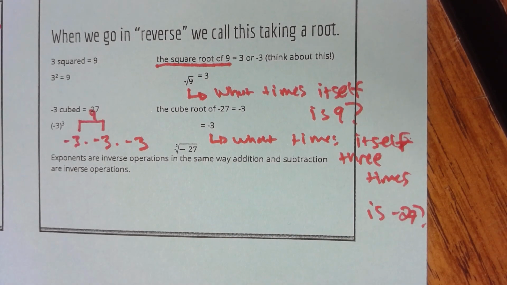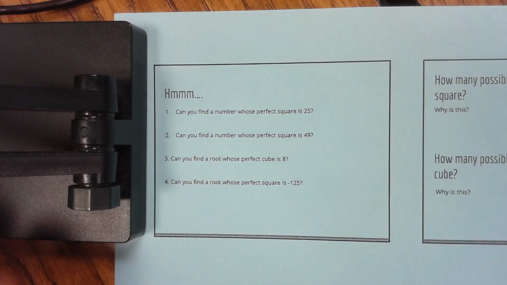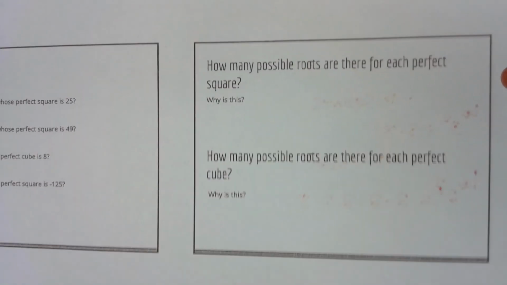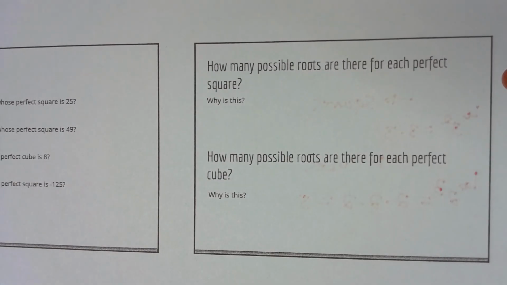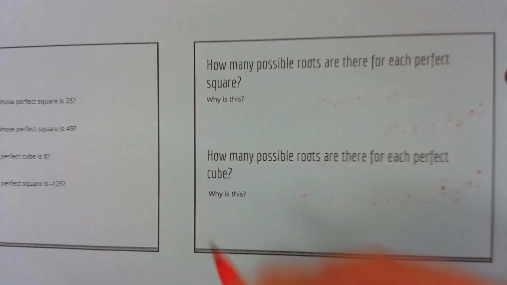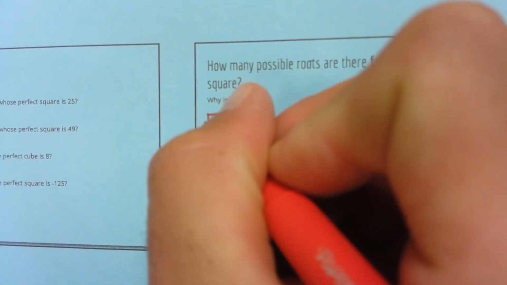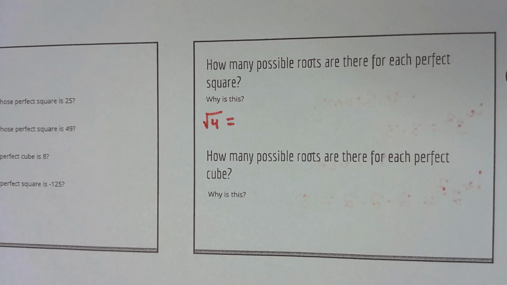All right, so go ahead and flip this page over. Let's skip right here. This is important. How many possible roots are there for each perfect square, and why is this? Let's use an example here. If I take the square root of 4, what's the answer to that? Remember, opposite way. We're not squaring it. We're thinking what times itself is 4.